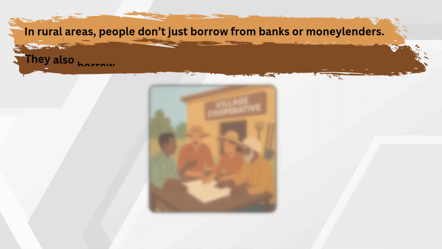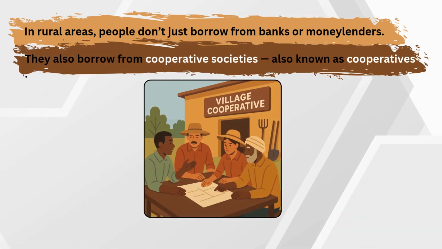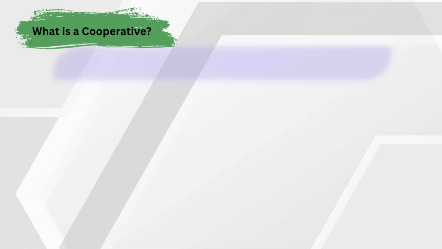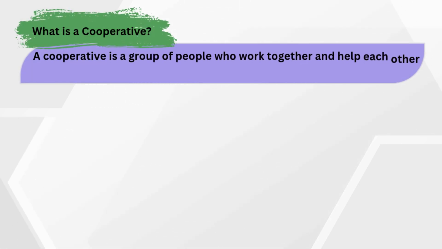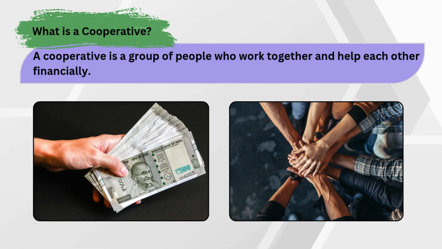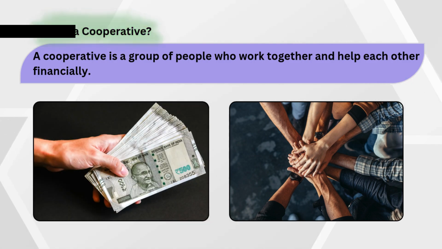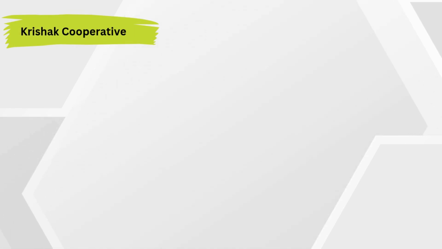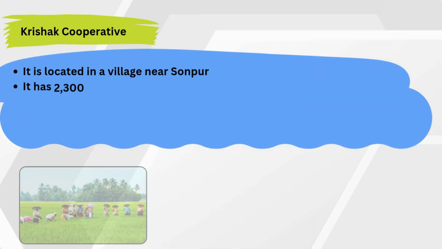In rural areas, people don't just borrow from banks or money lenders. They also borrow from cooperative societies, also known as cooperatives. But what is a cooperative? A cooperative is a group of people who work together and help each other financially. Let's take an example of one such society. Krishak Cooperative. It is located in a village near Sonpur.